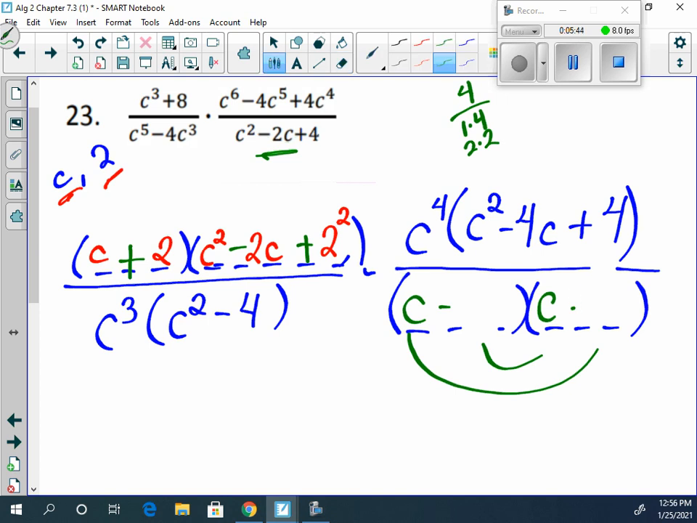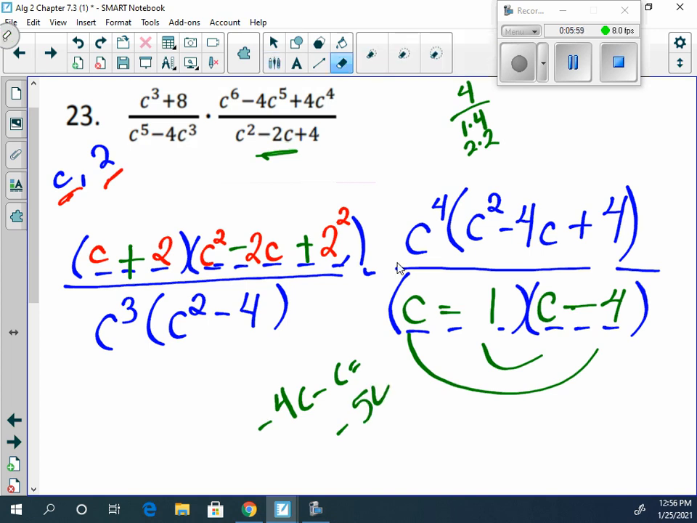So we'll switch it out with 1 and 4. c times negative 4 would be negative 4c. Negative 1 times c would be negative c, which gives us negative 5c. Is that what we wanted? No. Do we have any other ways we can set this up? Well, no, right?